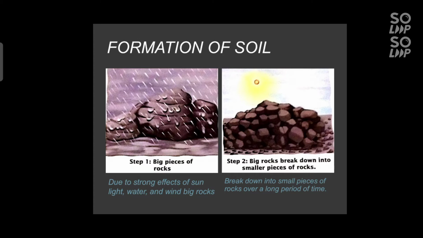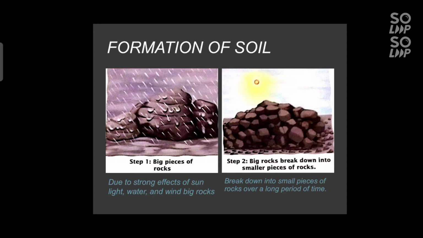You can see in the pictures that soil is formed from big rocks. Due to the strong effect of sunlight, water and wind, big rocks break down into smaller pieces over a long period of time. These small pieces continue to break down further till they become very fine particles called soil.